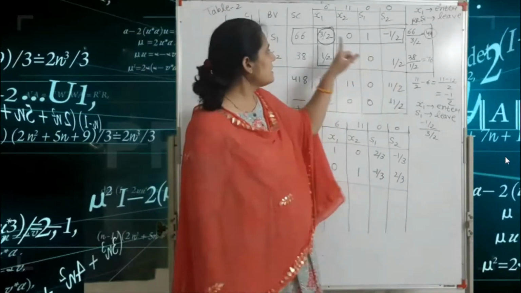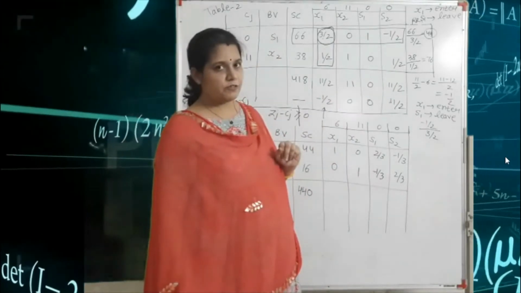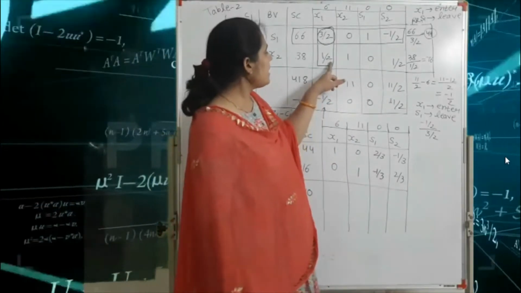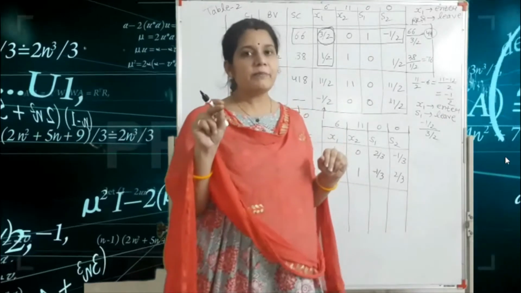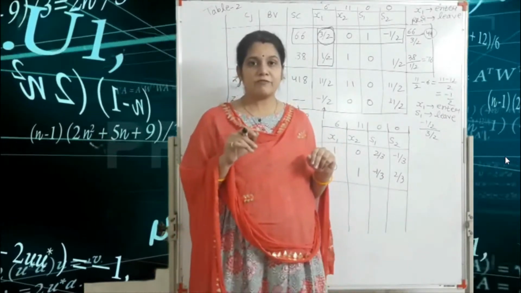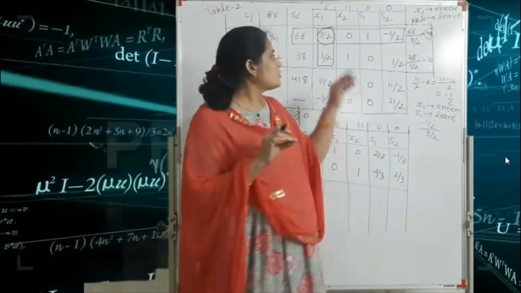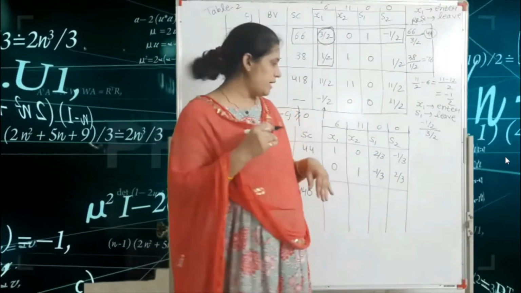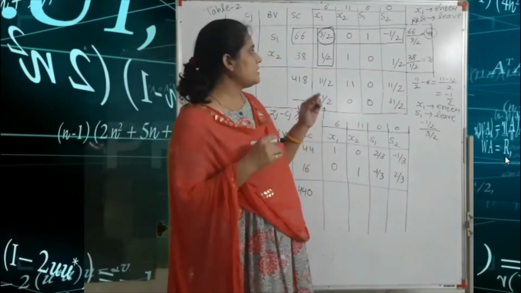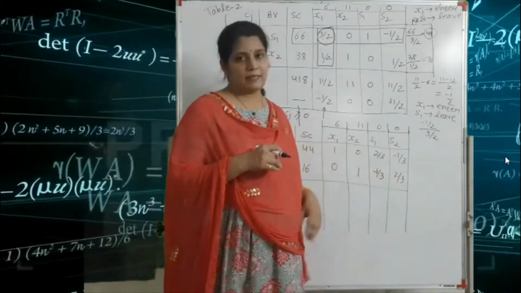Okay, the last value is 3 by 2 into 1 by 2, that means 3 by 4, minus 1 by 2 into minus 1 by 2. So 1 by 2 into minus 1 by 2 is minus 1 by 4, and already the middle sign is minus. So 3 by 4 plus 1 by 4 is 4 by 4. So 4 by 4, that means 1, divided by 3 by 2, that means 2 by 3.